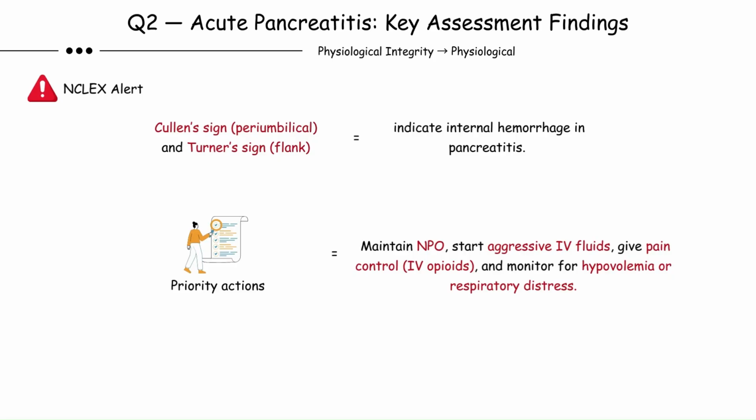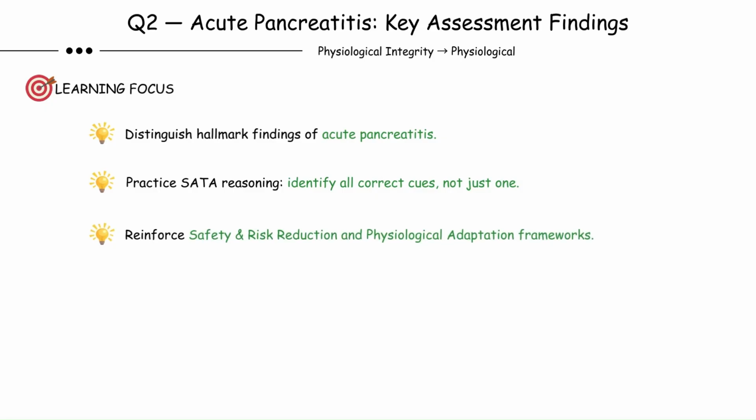Priority actions. Keep the client NPO, start aggressive IV fluids, manage pain with IV opioids, and monitor for hypovolemia or respiratory distress. Key takeaway. Recognize the pancreatitis triad: left upper quadrant or epigastric pain radiating to the back, abdominal guarding with decreased bowel sounds, and gray-blue flank discoloration. When you see that pattern, think acute pancreatitis first.